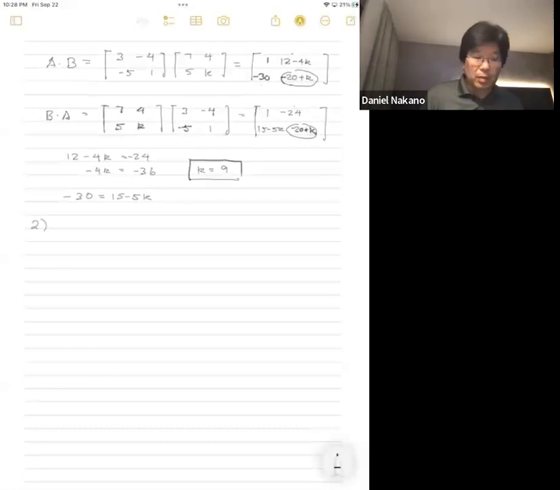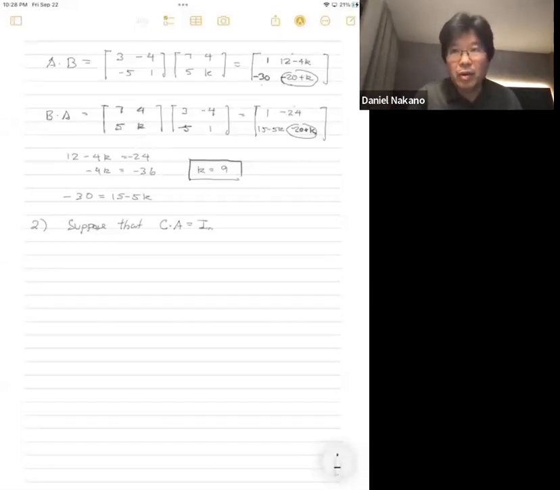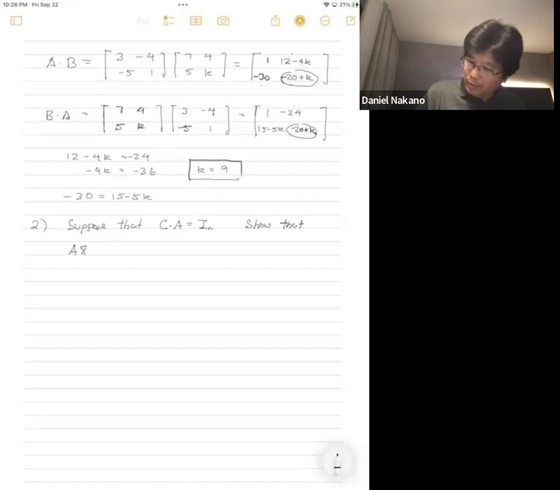All right, second problem. Okay, so suppose that C times A is equal to the identity, the n by n matrix. Okay. So show that AX equals 0 has only the trivial solution.